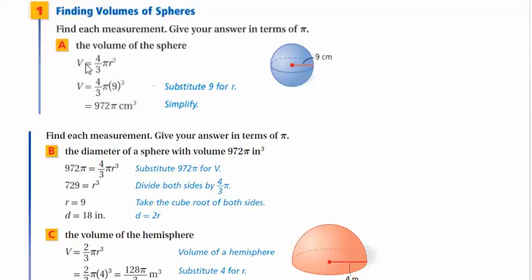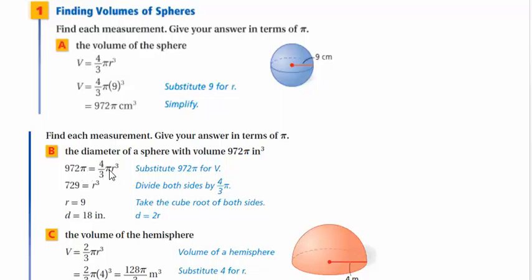Here's the formula again. So that's V. And make sure that you see that it's 972 pi, so you don't forget the pi, equals 4/3 pi r cubed. And we're looking for r this time. Actually, we're looking for a diameter, but we can't find the diameter until we find r. So the first thing you would do is divide both sides by pi. That would cancel that out.